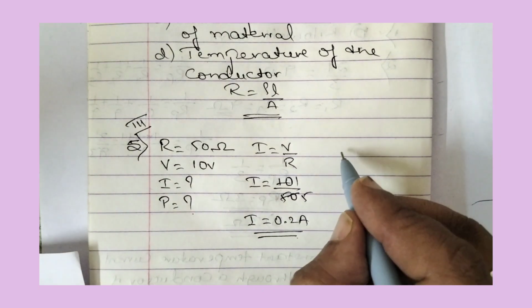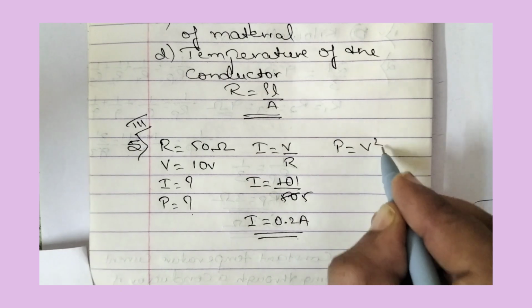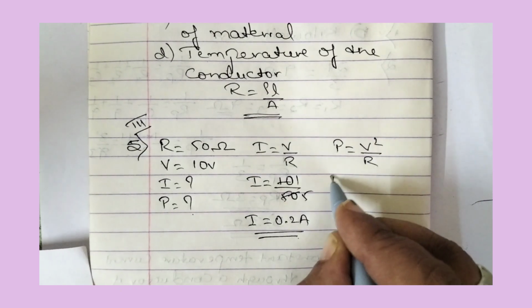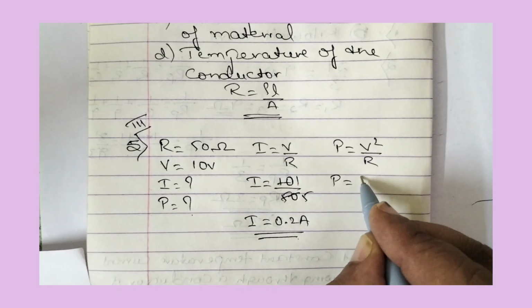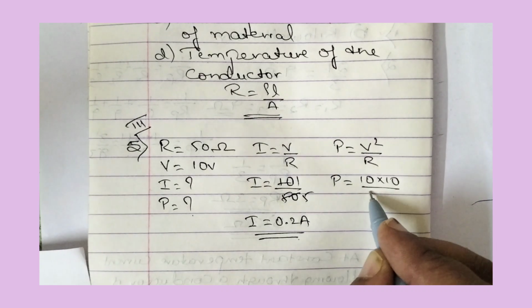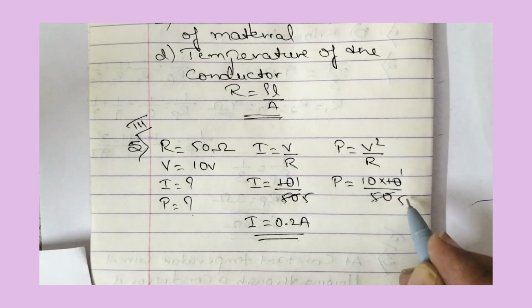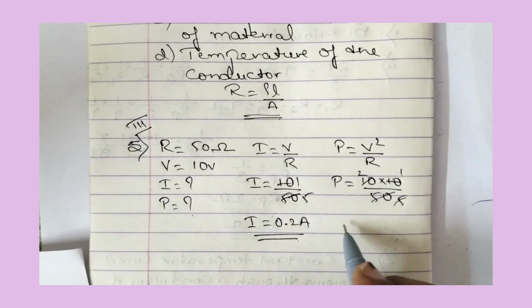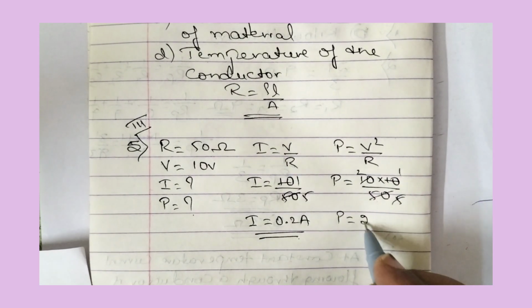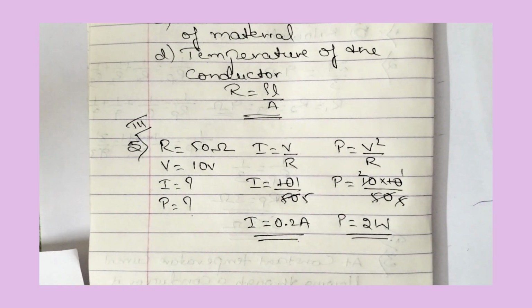Now let us calculate the power. So P is equal to V square by R. So P is equal to V square, 10 square, that is 10 into 10, divided by R, which is 50. So 10 ones are 10, 5s are 50, 5 twos are 10. Therefore power is equal to 2 watt. So like this we have to calculate the power.